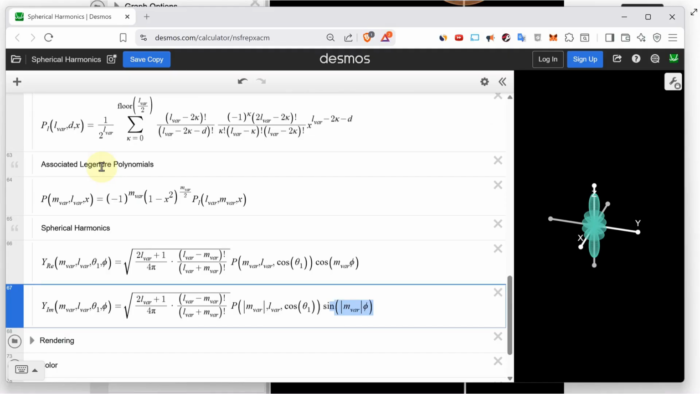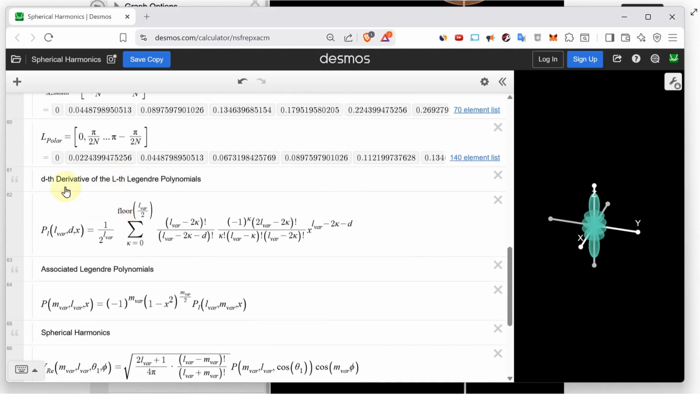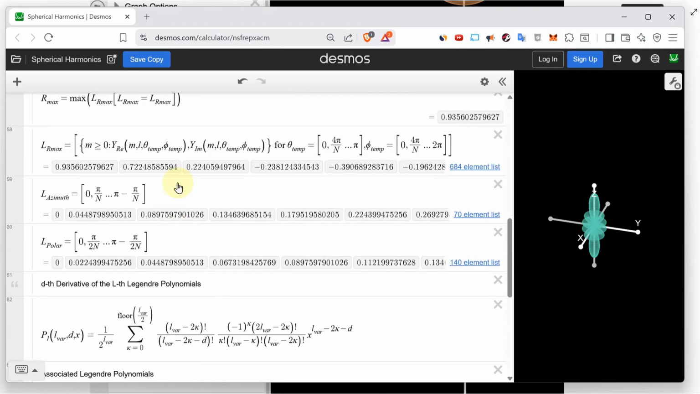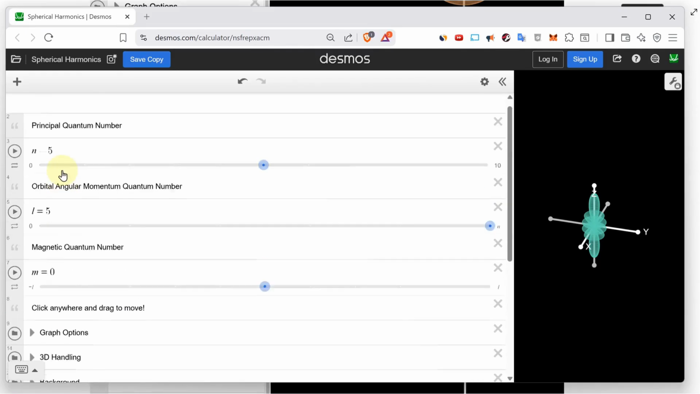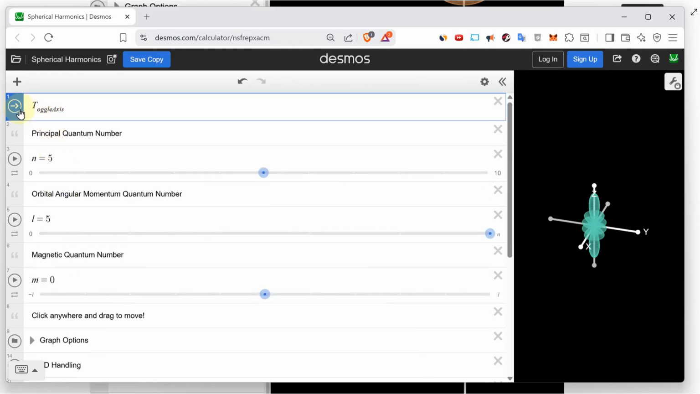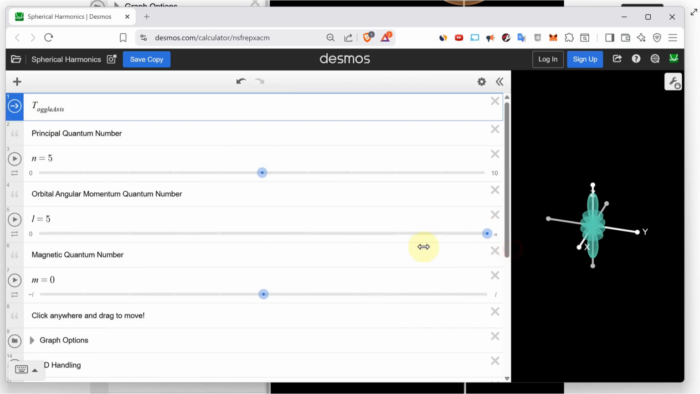And there are the associated Legendre polynomials, and then the derivative of the Lth Legendre polynomial. It's fascinating stuff here, and again, a whole bunch of other stuff. But I will close this. And then you can also toggle the axes here on and off. This is pretty cool, so you can change that. Anyways, I'm going to make this like this.